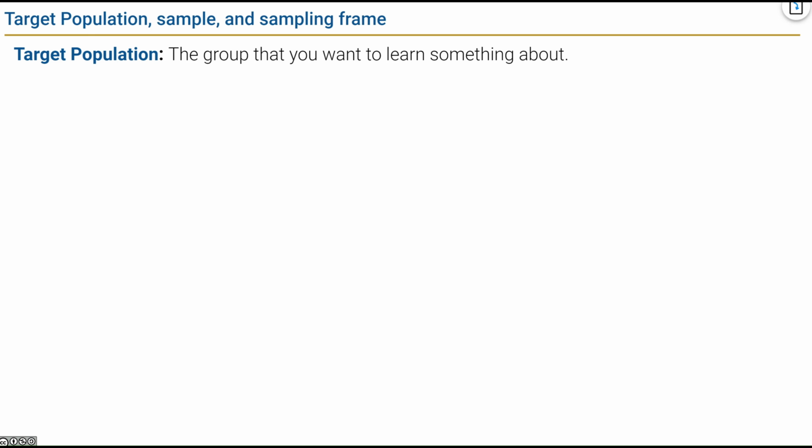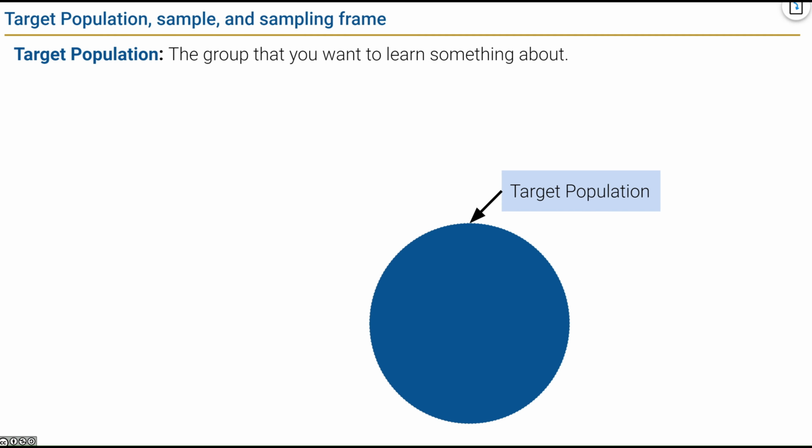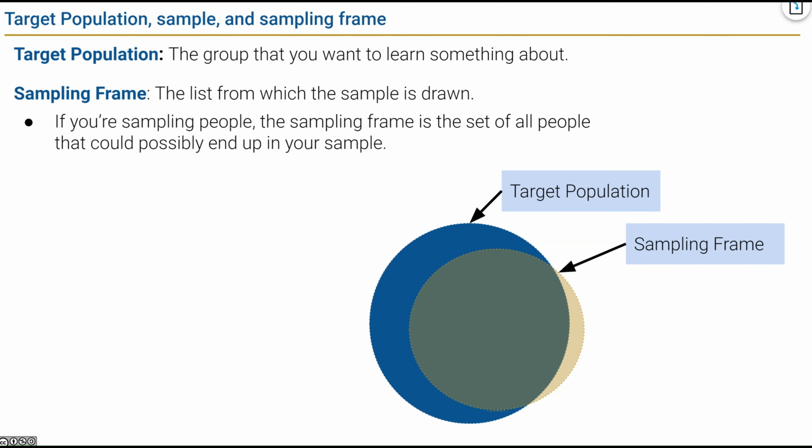Now let's look at the difference between some key terms we'll be using. Target population is the group you want to learn something about. I'm going to visualize these with circles here just so you can get a sense of how these sets may or may not overlap. Sampling frame or access frame is really the list of elements in your population for which you have access to. So it's not necessarily that your sampling frame will exactly equal the target population. Ideally, that would be the best case scenario.